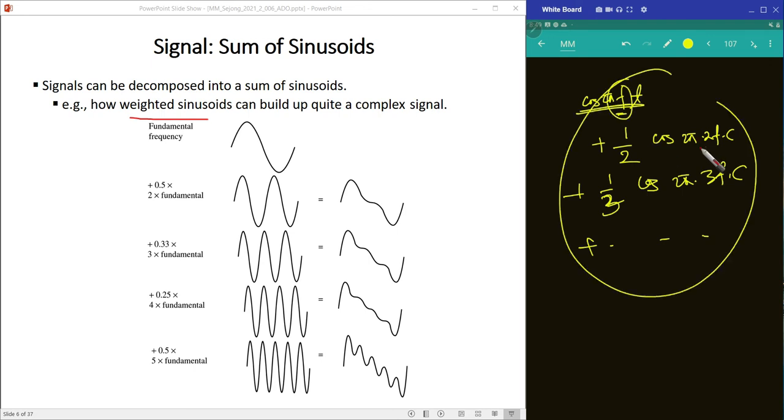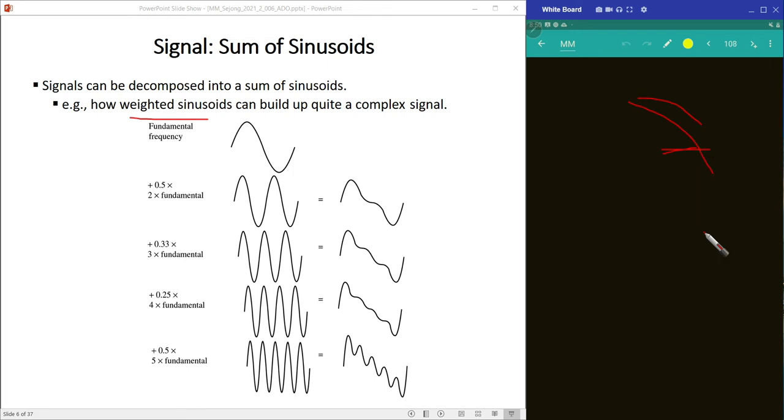Now, this is called harmonics, because this frequency is the double of this, this frequency is the triple of this, whatever. So if we manipulate in this way, if we increase or decrease this frequency, and if we take a different amplitude, for example, here weighted by half, weighted by 1/3, or maybe weighted by 2, 3, something, then we can fairly generate any kind of signal that we want.